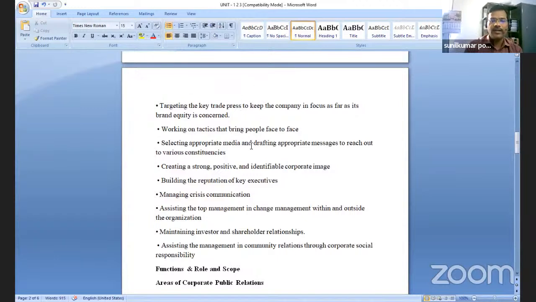And working on tactics that bring people face to face. Another one is selecting appropriate media and drafting appropriate messages to reach out to various constituencies.